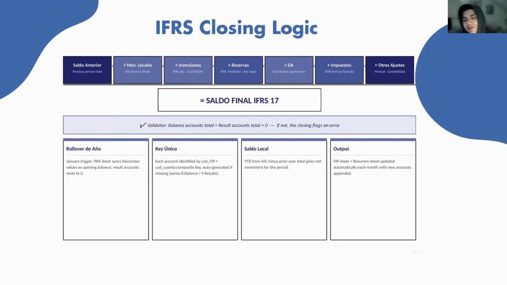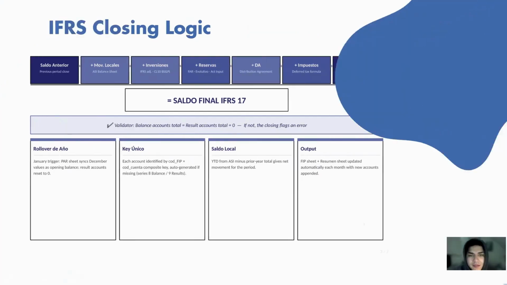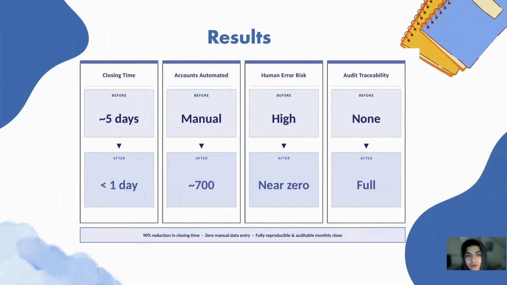There is also a built-in validator that checks the total balance accounts and the total result accounts always sum to zero. So the result is from 5 full working days down to less than one. The system automates approximately 700 accounts. Human error risk near zero. The system validates its own input. Audit traceability full. Every number can be tracked to its source, and that's a 90% reduction in closing time with zero manual data entry and a fully reproducible, auditable process every single month.